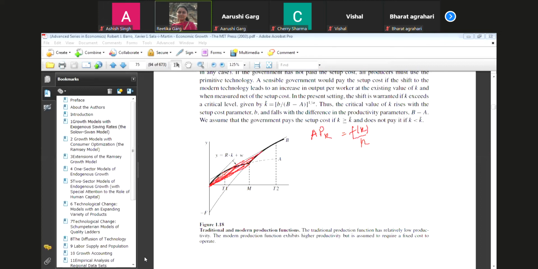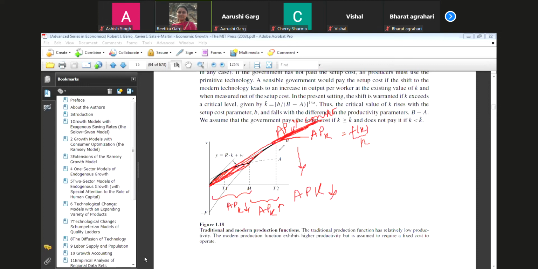It rises until you reach this point, suppose. And then after this, if it's a straight line, then it remains the same, and if it is diminishing returns, then it again starts falling. So are you getting my point? Till this point, average product of capital is falling, and then it starts rising in this region. After that, if it's a straight line, average product of capital is constant, and if it is diminishing, then average product of capital again falls. There can be two possible cases beyond this point B. Is everybody okay with this?